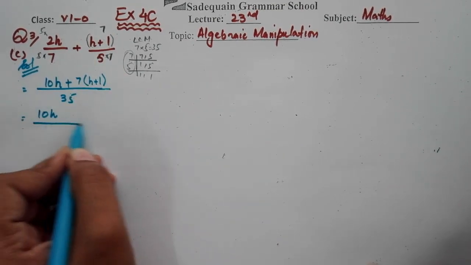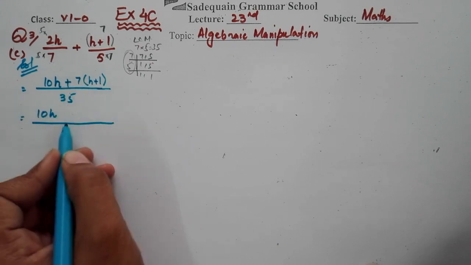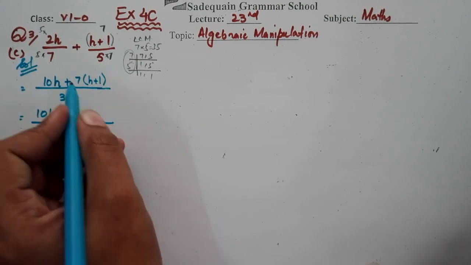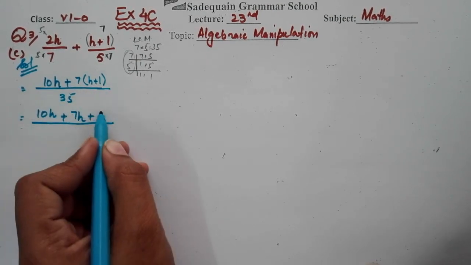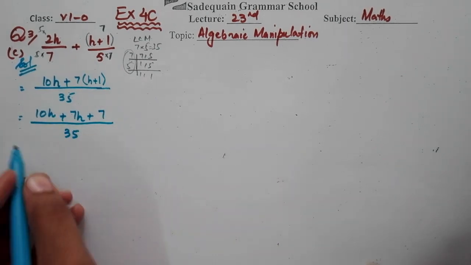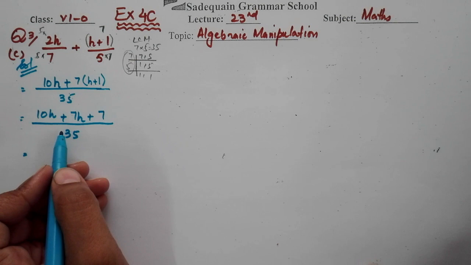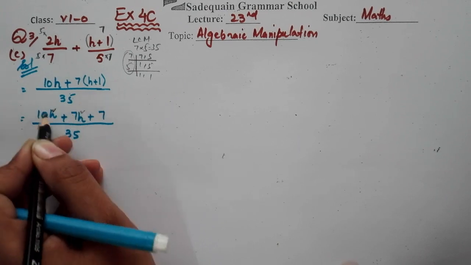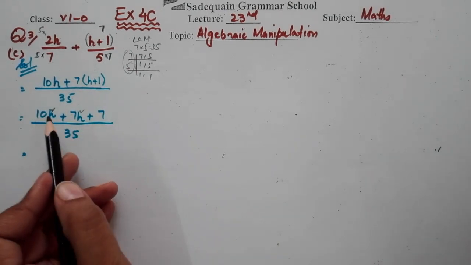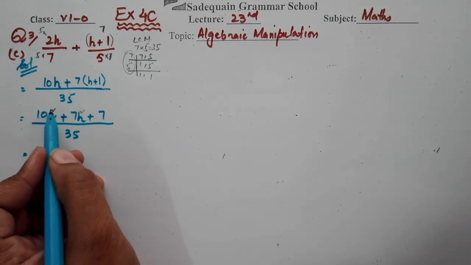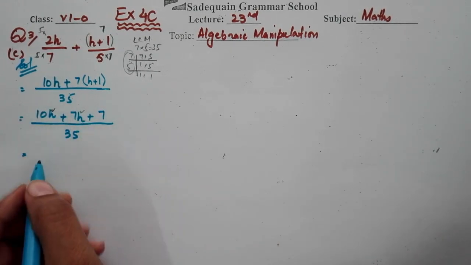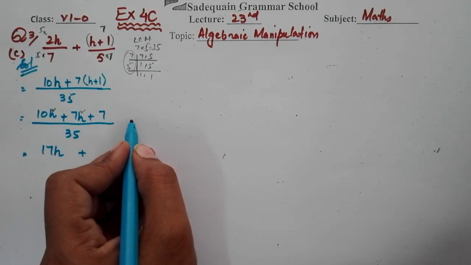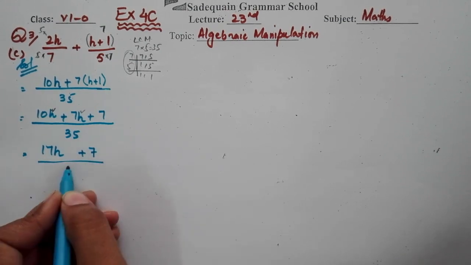And if you want to write it directly, it will be 10h, now plus 7 multiplied by h, which is 7h. Now plus again, we got this plus sign here. Now 7 ones are 7, and the denominator is 35. Is it done? Now what do we have to do in the next step? We have to add the like terms. Which are the like terms here? Yes, the variable h: same variable, same index, same power, same exponent. So we can add them. 10 plus 7 is 17h, plus there is no other constant, so it remains as it is, plus 7 upon 35.